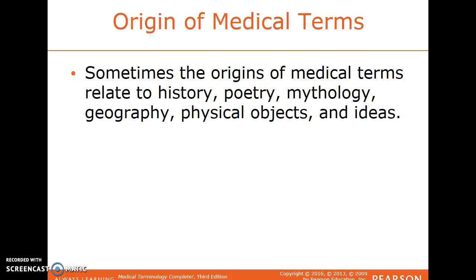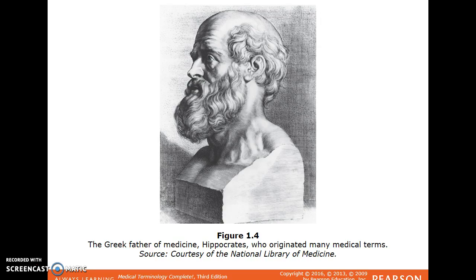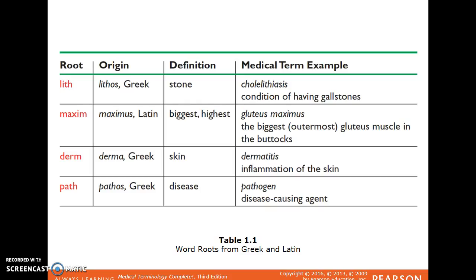Sometimes the origins of medical terms relate to history, poetry, mythology, geography, physical objects, and ideas. There's Hippocrates, the Greek father of medicine. So here are some word roots from Greek and Latin. Lithos is Greek, meaning stone. A common medical term example is cholelithiasis, condition of having gallstones. Derm or derma is Greek for skin. Dermatitis, inflammation of the skin.